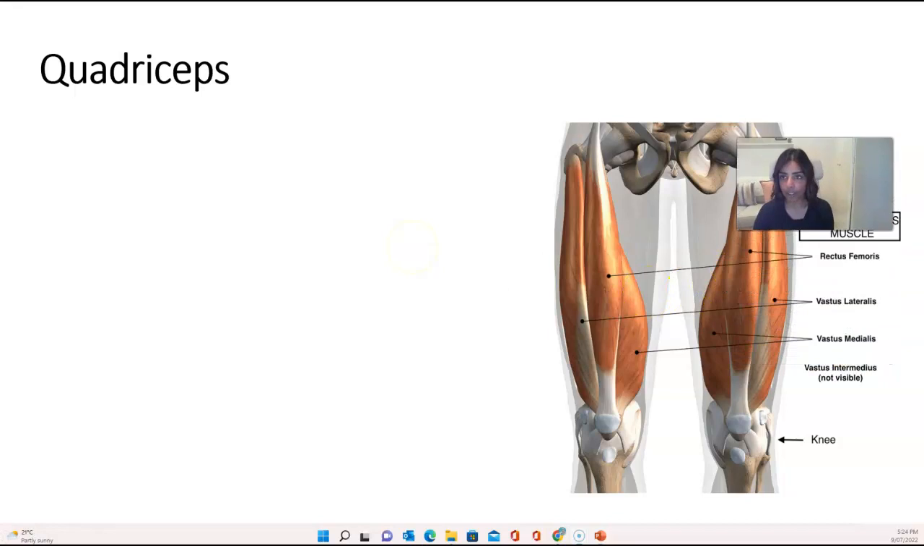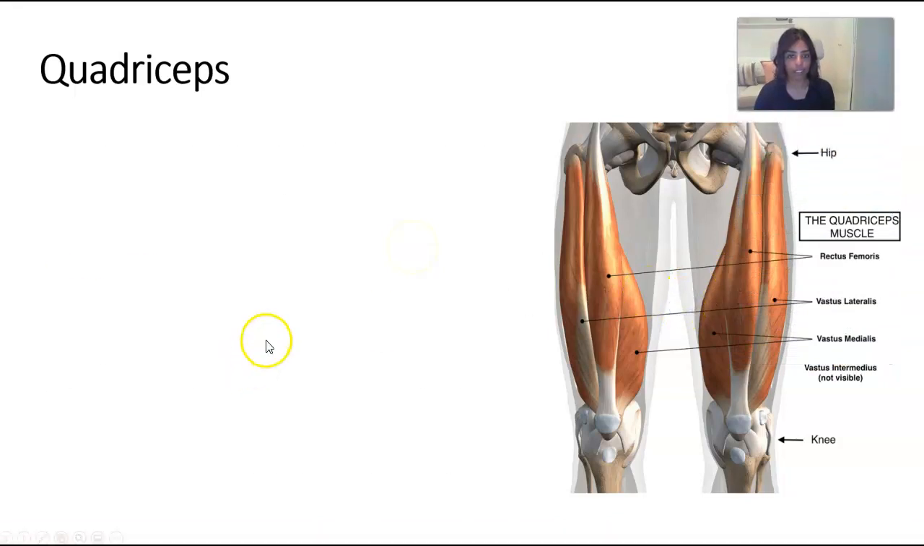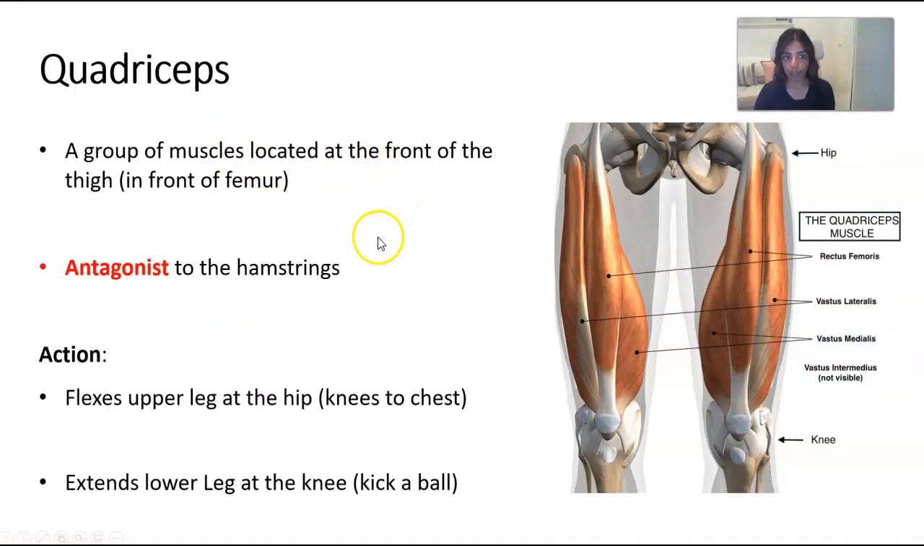The quadriceps found on the front of the legs. This is a group of muscles that are found on the front of that femur, and they are antagonistic to the hamstrings. Now, the quadriceps on the front of the leg, they will flex the knee up towards the hip, so this will allow you to get that knee to chest action. And it also extends the lower leg. So if you straighten your leg out, you will feel your quadriceps muscles engaging, and this allows you to do actions like kick a ball.